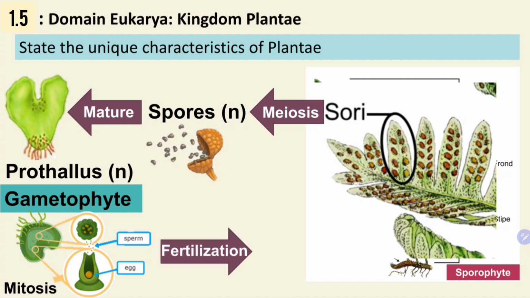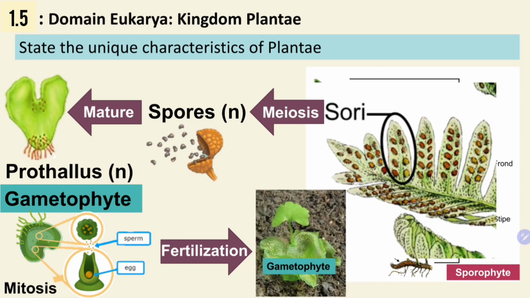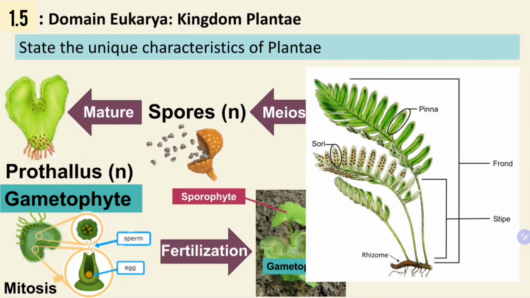When the sperm and the egg undergo fertilization, then it will produce sporophyte generation. So in this case kita nampak sporophyte itu tumbuh daripada gametophyte. So selepas sporophyte itu grow up, then it will form the fern, paku pakis yang kita biasa nampak tersebut, sporophyte generation 2N. So this is the alternation of generation of organisms in Kingdom Plantae. That was the characteristic of organisms in Kingdom Plantae.